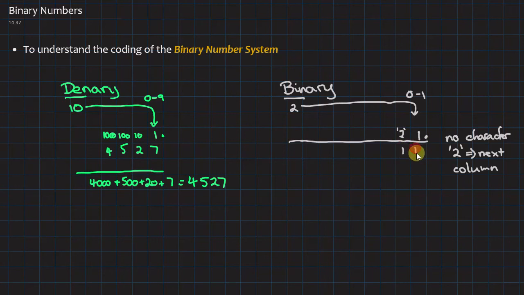So if I put 1 and 1 there, that gives me 3. My next problem is I need a 4. Well, I can't do anything here. I can't say 2 2s. Can't say 4 1s. It's not allowed. So to create the 4, I need a 4 column. So when I put 1, 0, 0, we now read that as 4. So I can keep going up. Next one, I can go 4 and 1, 5, 4 and 2, 6, 4 and 2 and 1 is 7.